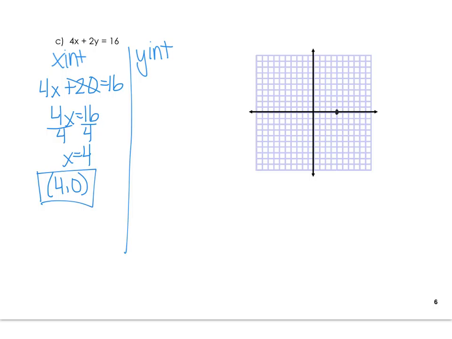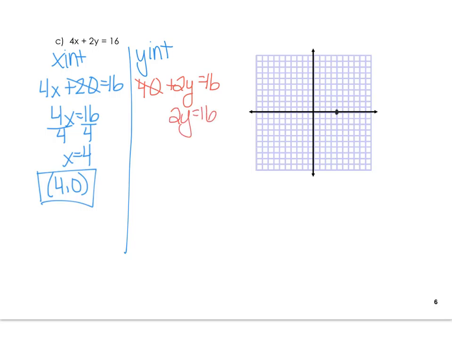Now let's do our y-intercept. Again, you're finding the y-intercepts. So as a result, this letter needs to be in our equation. All other letters become a 0. So 4 times 0 plus 2y equals 16. Cross those out because it equals 0. That's again why we're crossing out. 4 times 0 is 0, so that's why we cross it out.